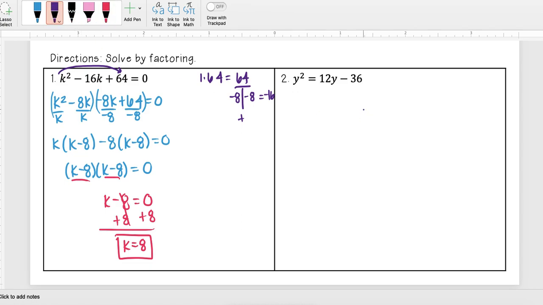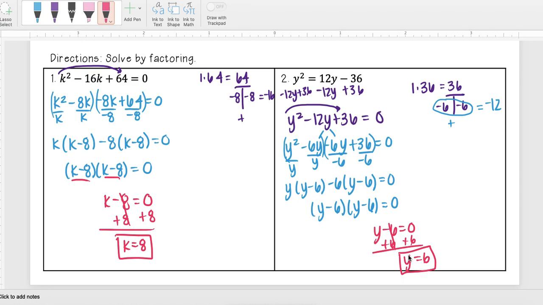Okay, this one I also want to solve, but if you remember from our last lesson, I need this set equal to 0. So that means I need to move both of these terms to the other side. So I'm going to subtract 12y and add 36 to both sides. Okay, go ahead and pause the video. I want you to try and complete this problem. So the answer you should have gotten here was that y is equal to 6.